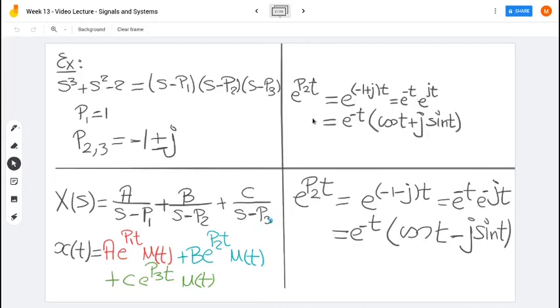And I will leave computing the constants for you guys. I will just give you a hint. Since p2 and p3 are complex conjugate to each other, b and c will also be complex conjugate to each other. So in this case, after you compute b and c, you should get that b is equal to c conjugate.